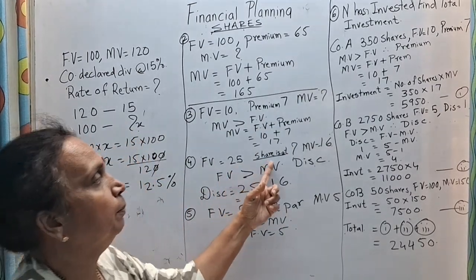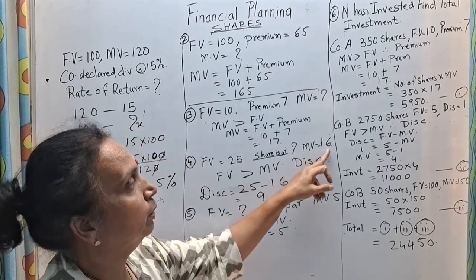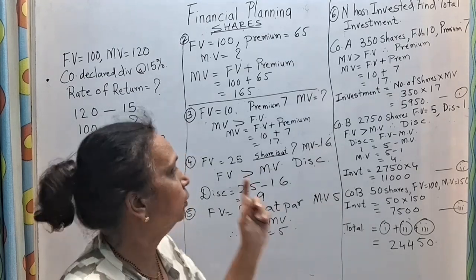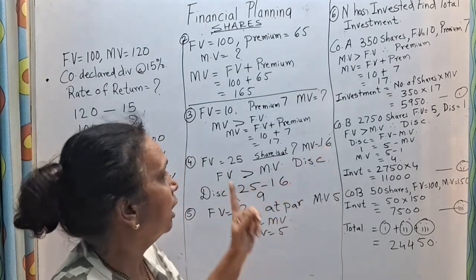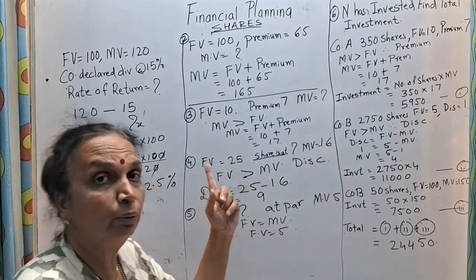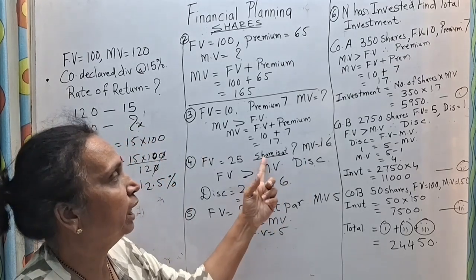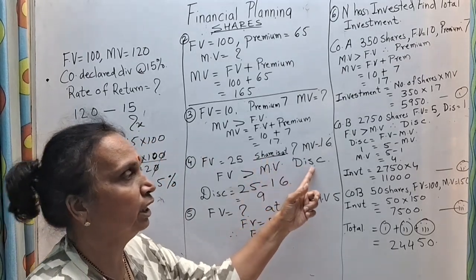Then tell what type of share it is, whether it is premium, par or discount, when the market value is 16. It is not at par because the values are different. Now you are seeing the face value and the market value. You are seeing the face value is greater than the market value. So naturally what have you understood? The share is at discount. So you are going to write the share is at discount.